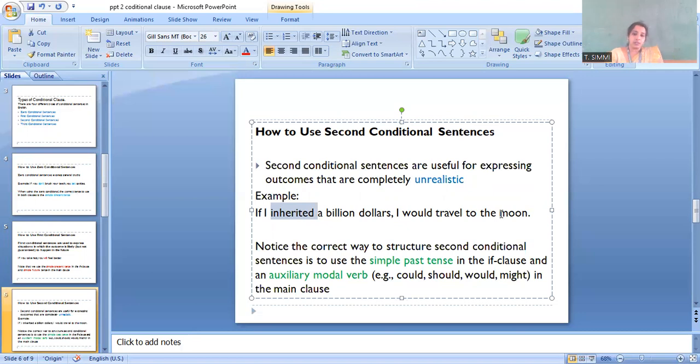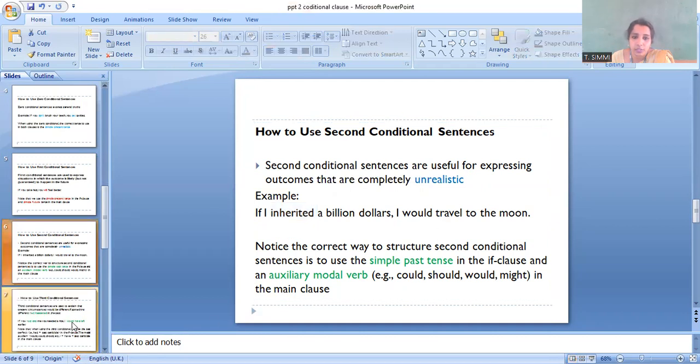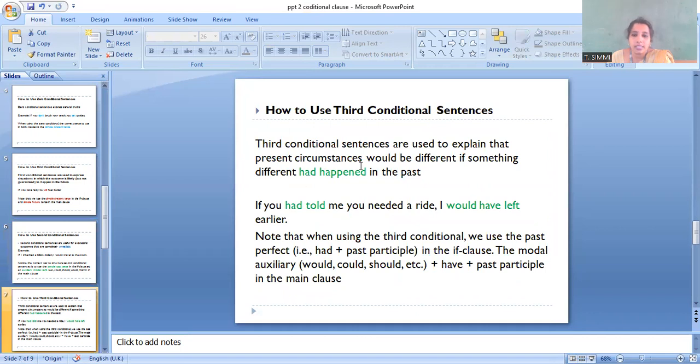Notice the correct way to structure second conditional sentences is to use a simple past tense in the if clause. And what is the if clause in the sentence? See the above sentence: If I inherited $1 billion, that is simple past tense in the if clause, and we have to use a modal auxiliary verb in the following sentence: I would travel to the moon. In the first part we use simple past tense, and in the next part we use modal auxiliaries.